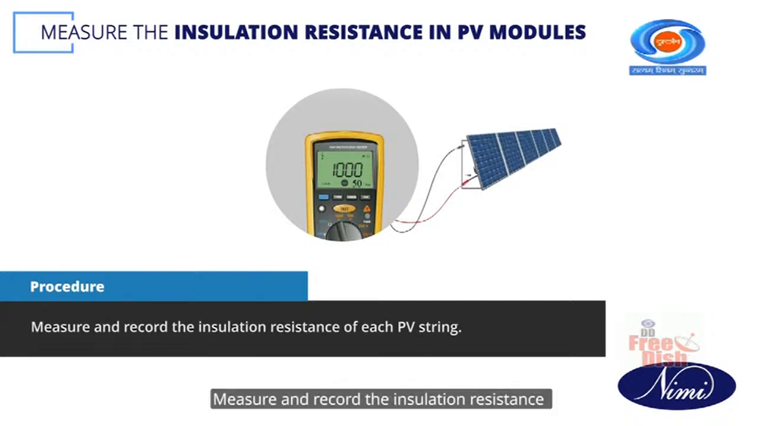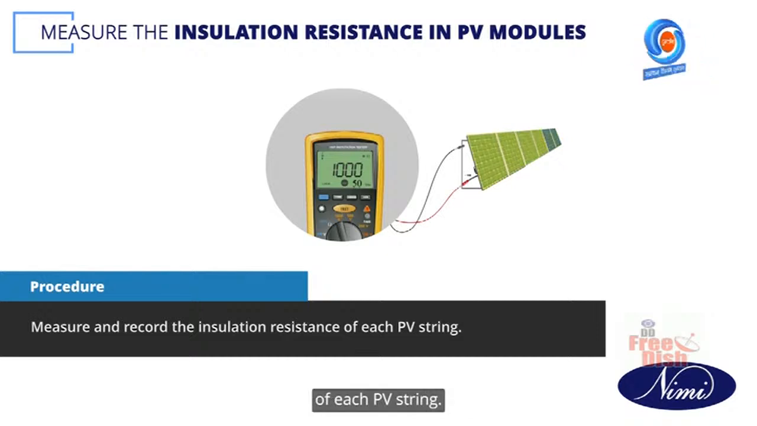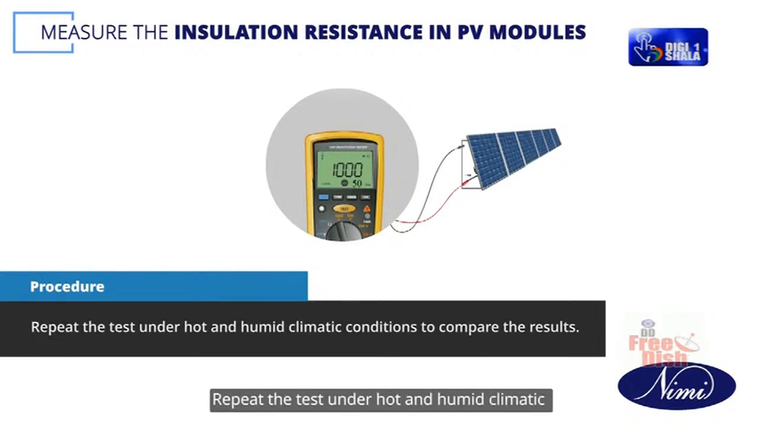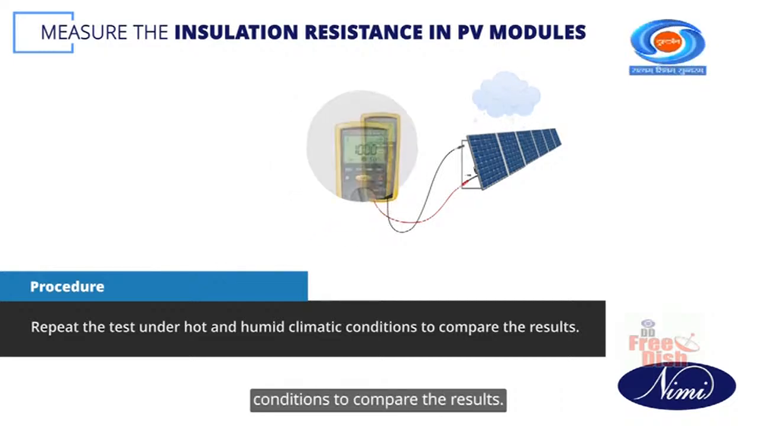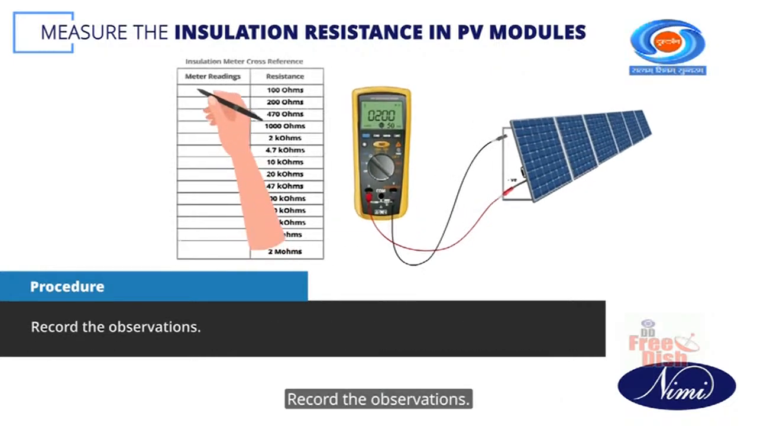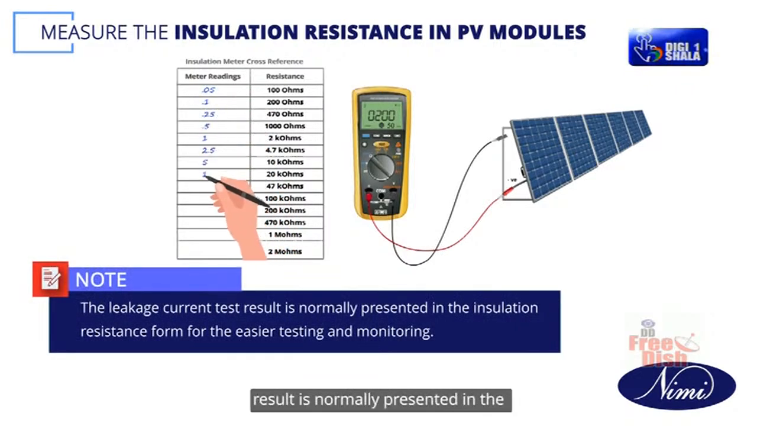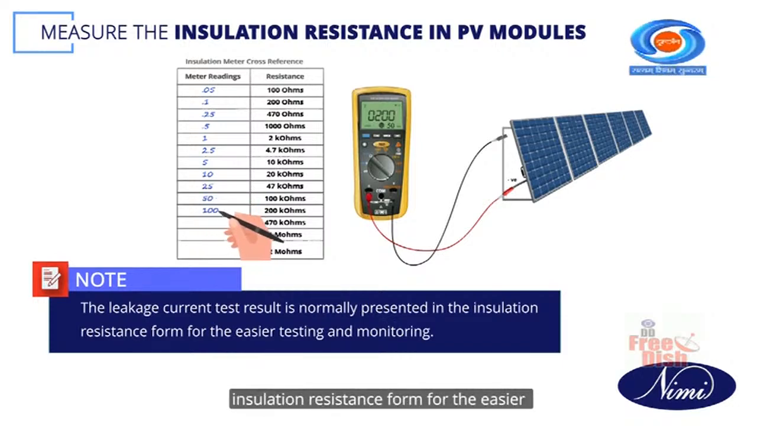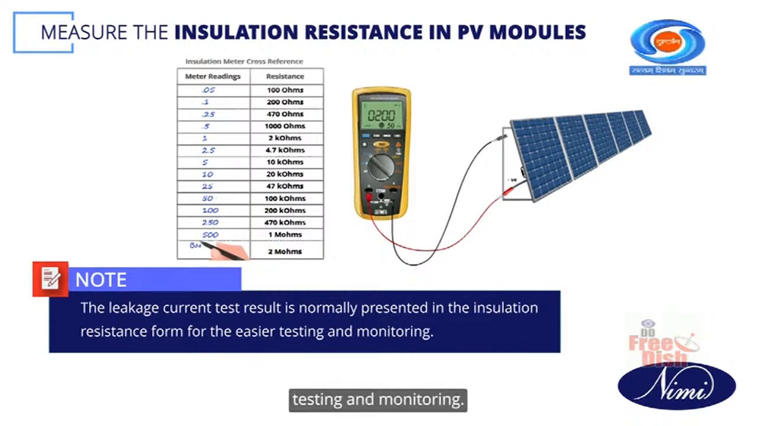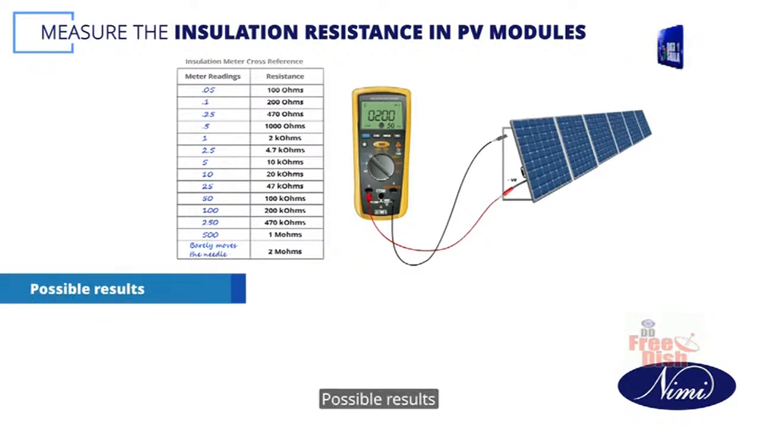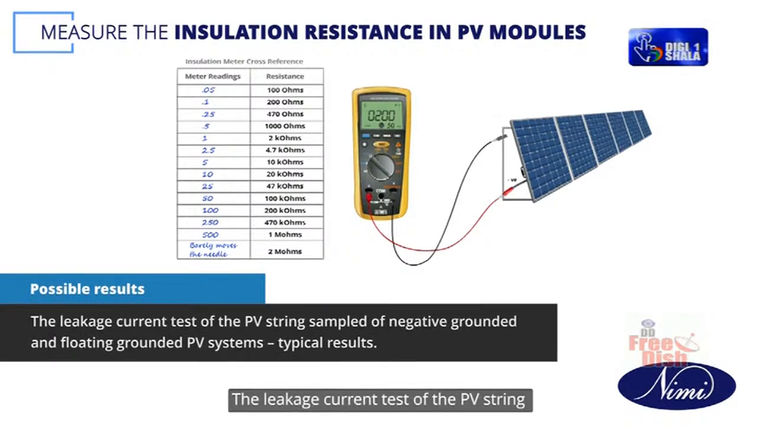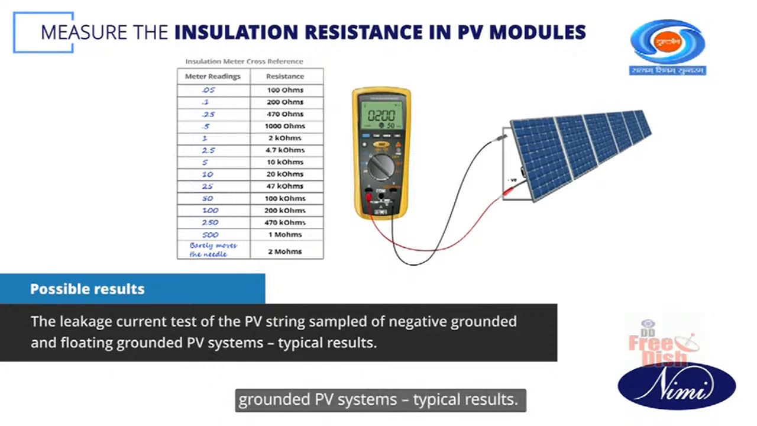Measure and record the insulation resistance of each PV string. Repeat the test under hot and humid climatic conditions to compare the results. Record the observations. Please note that the leakage current test result is normally presented in the insulation resistance form for easier testing and monitoring. Possible results: the leakage current test of the PV string sampled of negative grounded and floating grounded PV systems. Typical results.